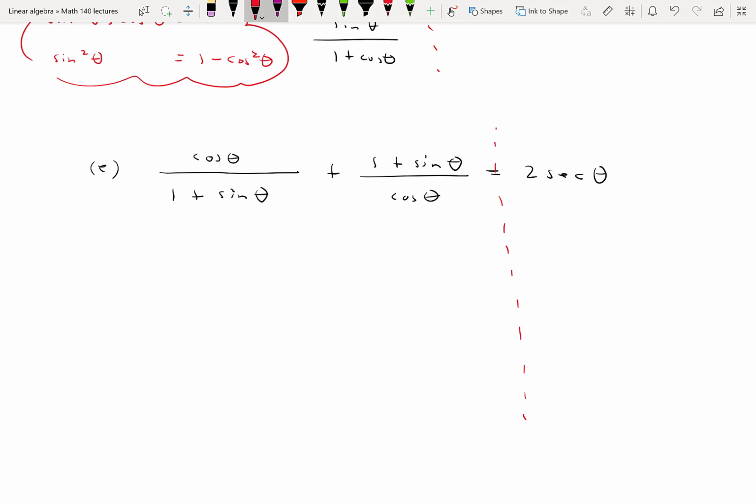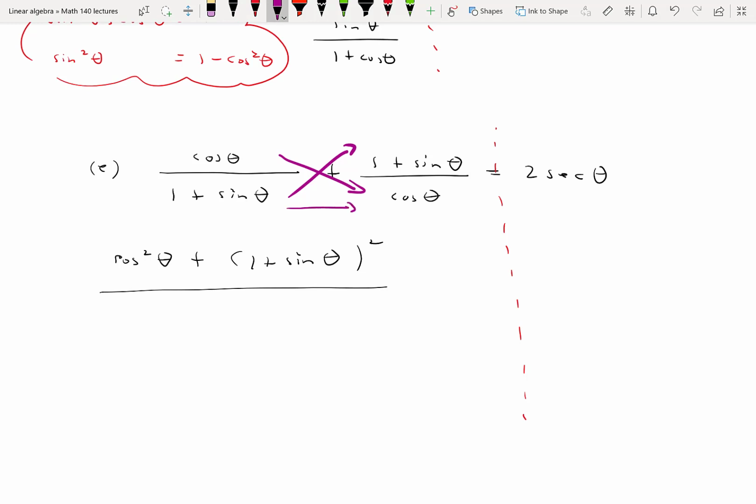So I'm going to use that technique that I described for you from algebra that says if you're adding expressions with different denominators, cross multiply downward, cross multiply upward: cosine squared theta plus (1 plus sine theta) squared, then all of that divided by, and we multiply straight across. To multiply straight across, we get 1 plus sine times cosine.